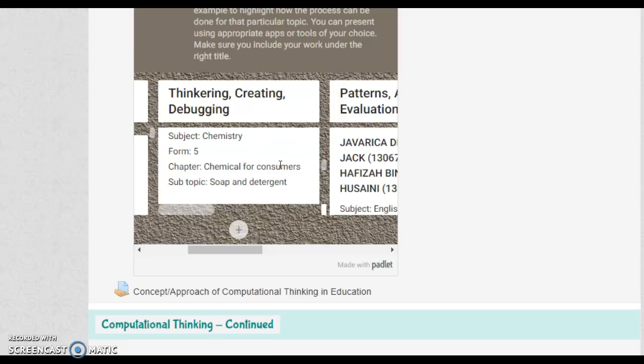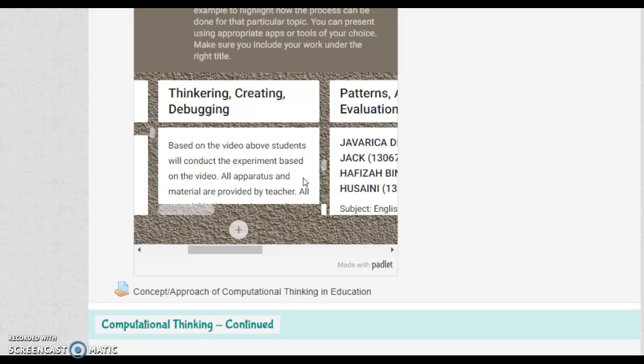The computational thinking task, last week we chose the tinkering approach to teach the chemistry subject from Form 5. The topic for this chapter is chemicals for consumers. The subtopic for this chapter is soap and detergent, but today we are going to focus on soap first.